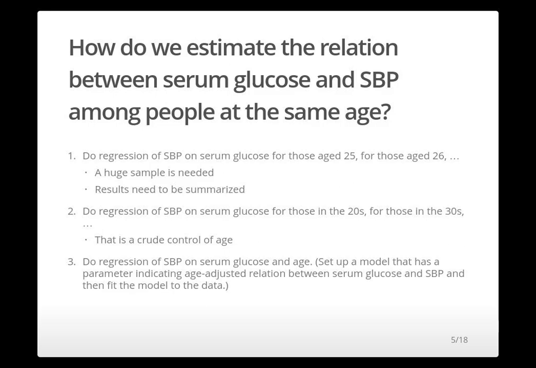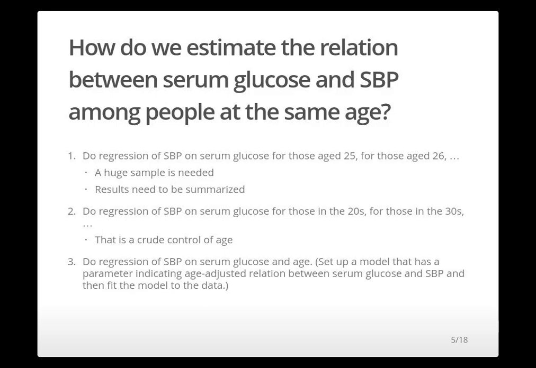Second, we can adopt wider age intervals such as 10-year age groups, and do the regression analysis for those in the 20s, another regression for those in the 30s, and another for those in the 40s, and so on. This requires a smaller sample, but we still need a fairly large sample, because we need to do regression for each of several 10-year age groups.